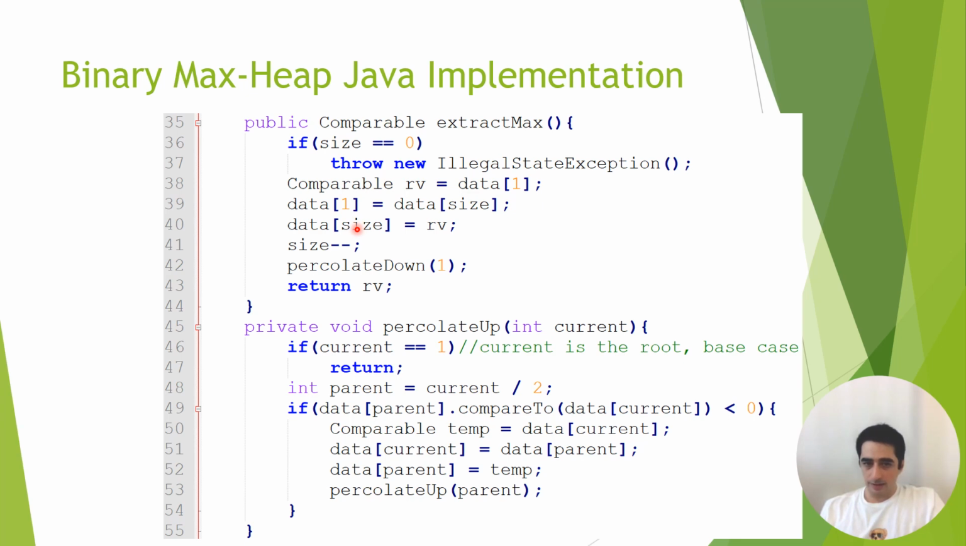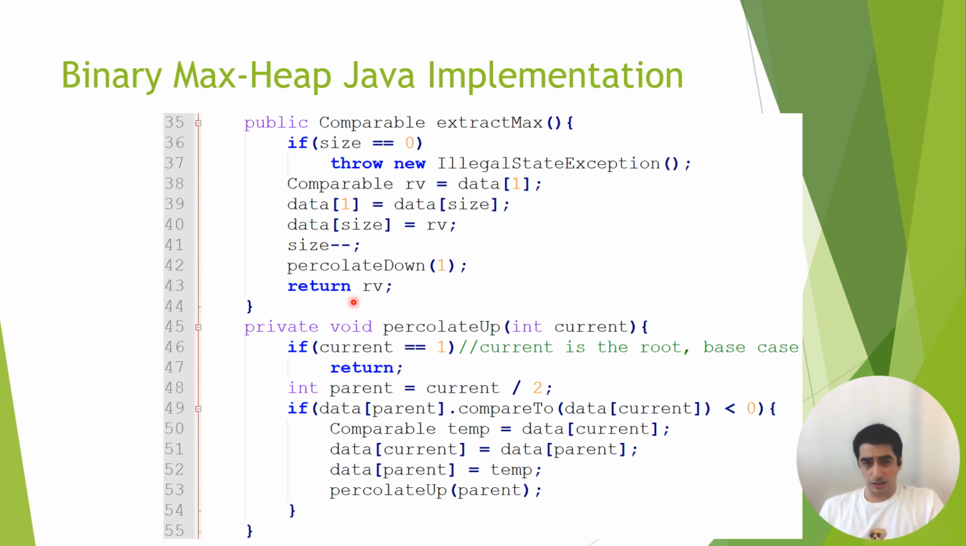Then we're going to set the element at index size equal to the root. That's how you swap the root and the last element. We're going to subtract the size by 1, and then we're going to percolate down the root. Right? That's going to fix the max heap property after you remove the maximum and replace it by the last leaf or last node in the array. At the end, you're going to return the return value, which was the maximum.